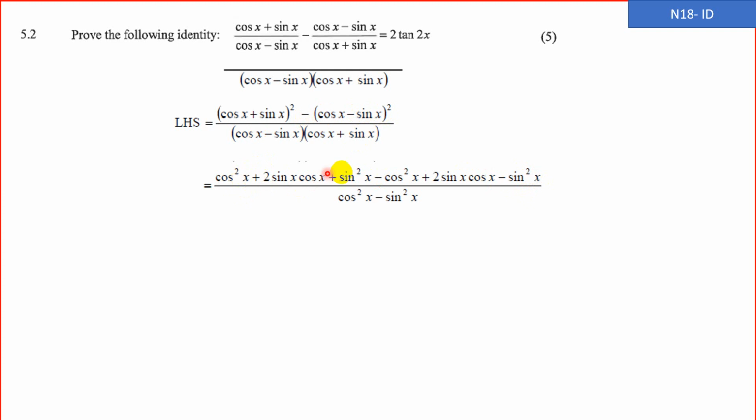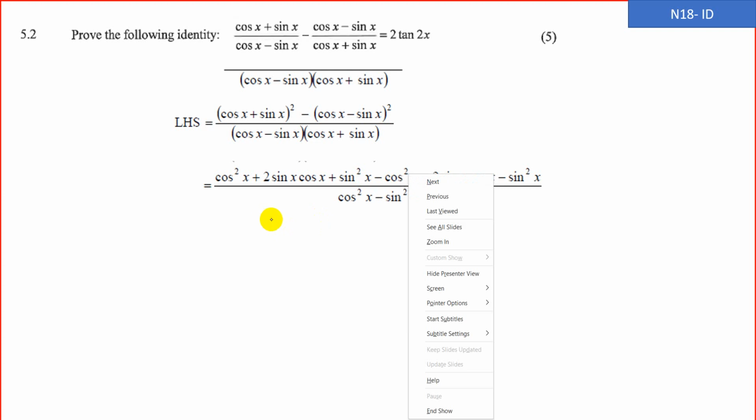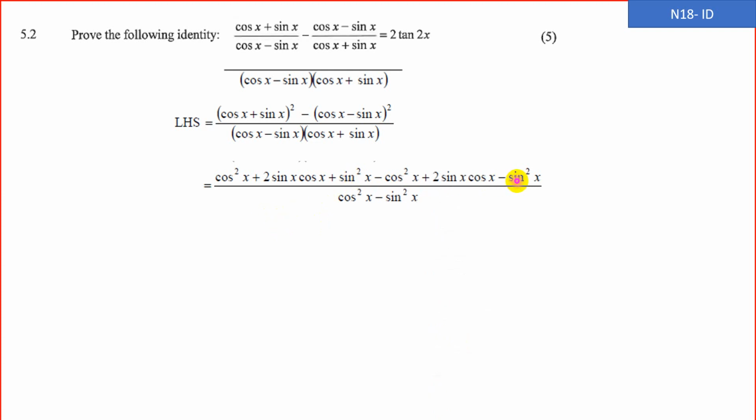So what I've done is expanded the numerator. Now we're going to group and find like terms. You notice cos squared x and minus cos squared x will cancel. Your sin squared x and your minus sin squared x will cancel. And you'll only be left with 2 sin x cos x plus 2 sin x cos x, which would give you 4 sin x cos x. So we can write it as 2 times 2 sin x cos x, or 4 sin x cos x.